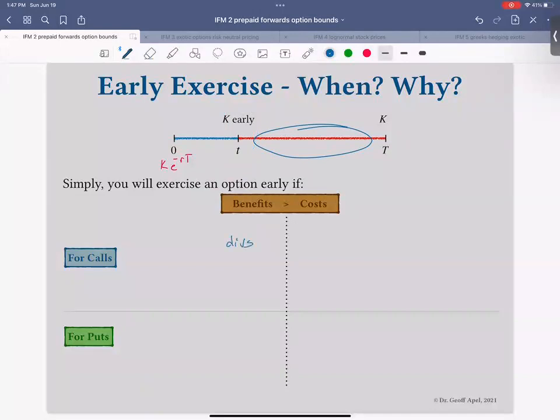That's an added benefit. And that would be the only reason why you would do this, because you're like, wait, there's some dividends coming up, I want to get those. So you exercise early. Okay.